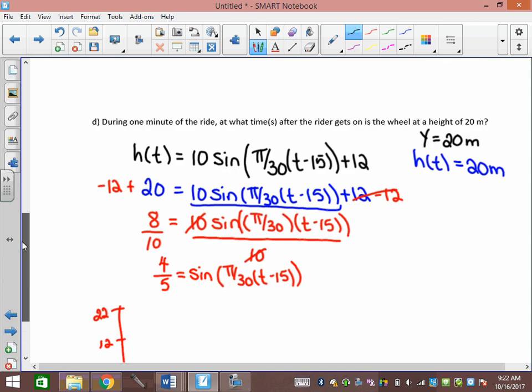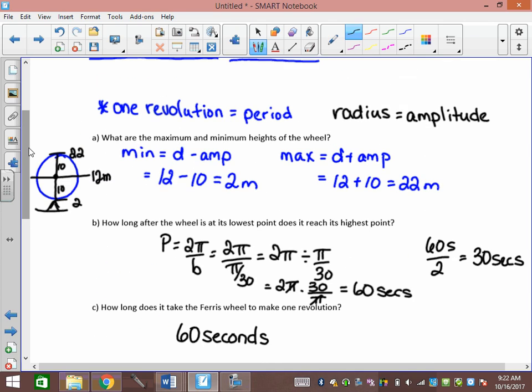Then, because this is a Ferris wheel, how long did it take us to get around this Ferris wheel? 60 seconds. So how would I find it? So this is going to be at 0 seconds, 2 meters. How can I figure out what this point's going to be? It takes me 60 seconds to get around the whole thing. This is cut into how many? 4. So what's 60 divided by 4? 15. So at 15 seconds, I'm going to be at 12 meters.